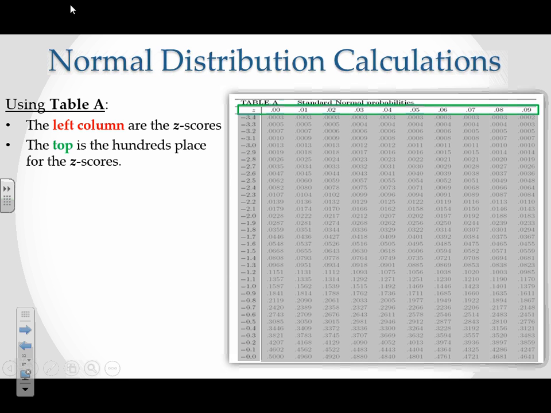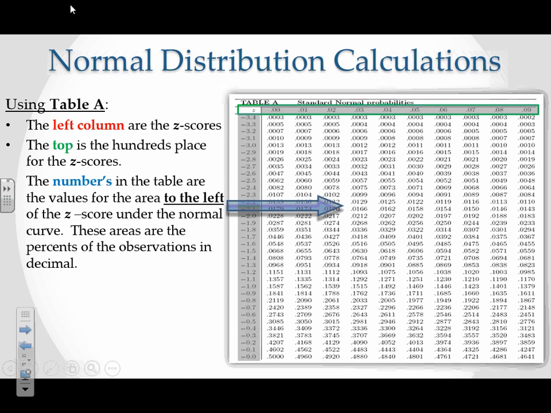So you're going to use the column to find the start of it, the row at the top to find the hundredths place, and then basically you're going to find where they meet up. So you're just going to follow across and down. Wherever they meet up, that's going to be the value you're interested in. So the values inside the table, those are your areas. Those are your percentages. When it says what percent of observations lie left of this particular value, or what percent of observations lie between these two values, those are going to be your areas. So you want the values given to you in the middle of the table there.